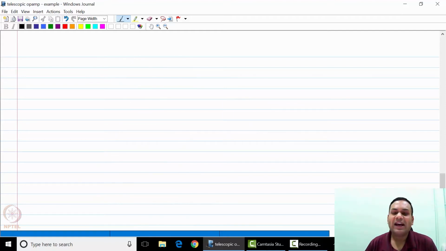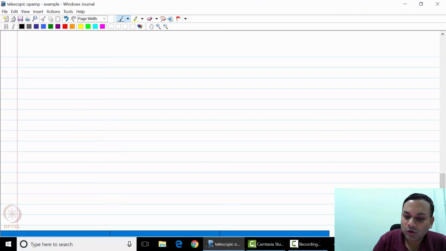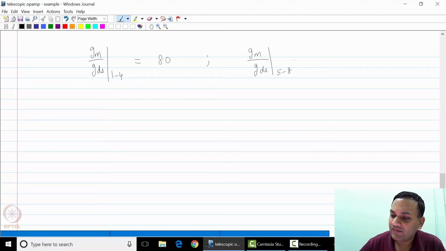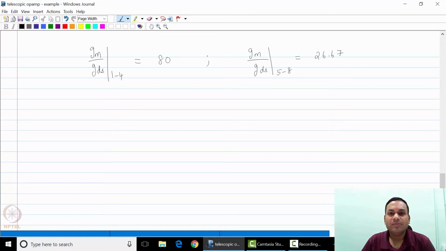So now that we have the cascode transistors, we should also figure out the intrinsic gains of the devices, so that we can look at the output resistance of the overall op-amp. So GM by GDS of transistors 1 to 4 is equal to 80, and GM by GDS of 5 to 8 is equal to 26.67. As you can see, the intrinsic gain of the PMOS transistors is much smaller.